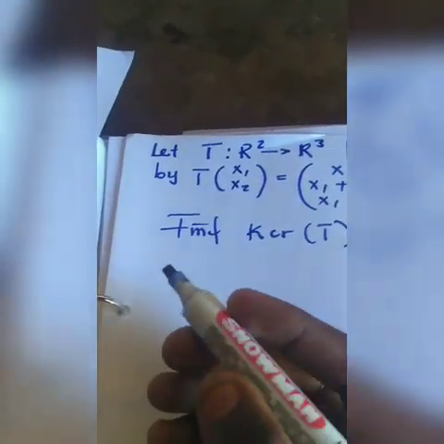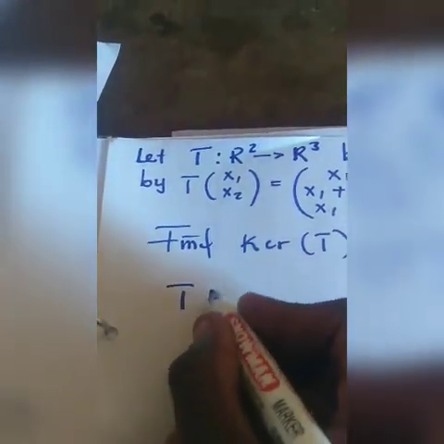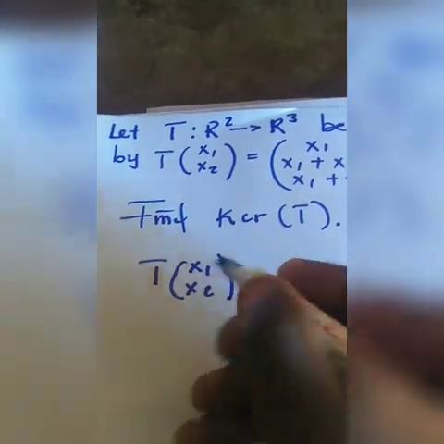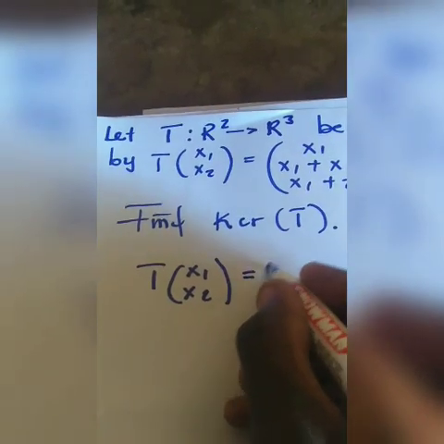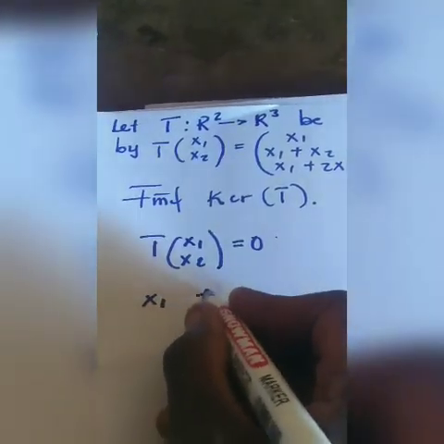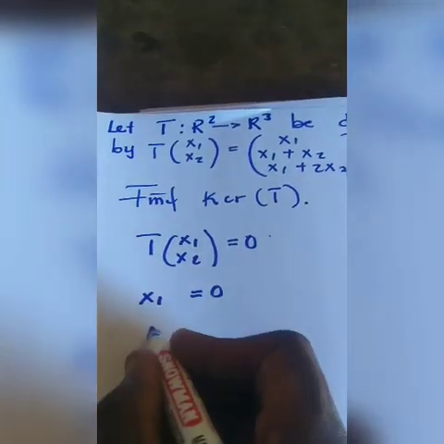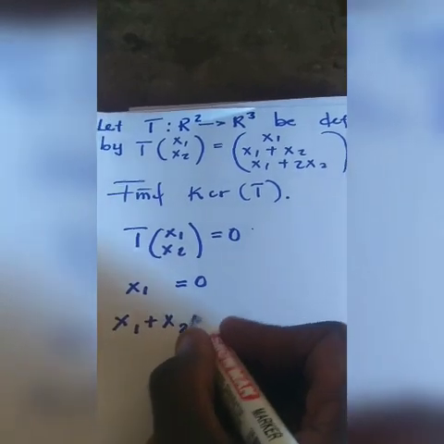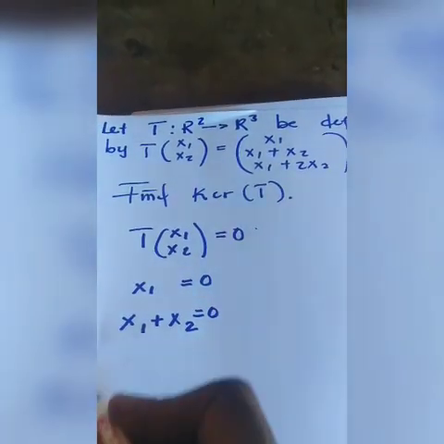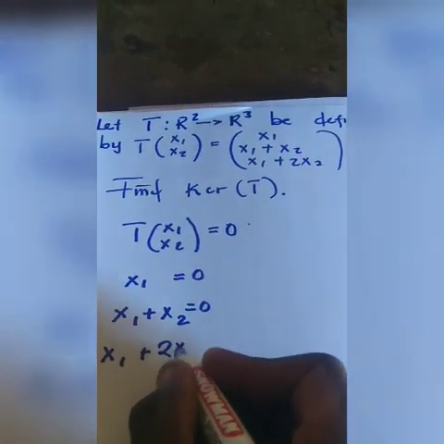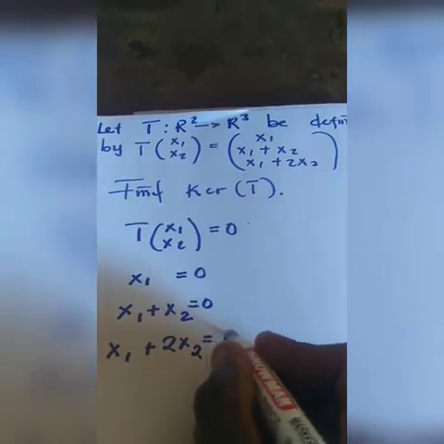So the kernel of this, we always say that T of x1 and x2 should be equal to 0. If you write this, it means our x1 should be equal to 0, and our x1 plus x2 is equal to 0. Again, our x1 plus 2x2 should be equal to 0.